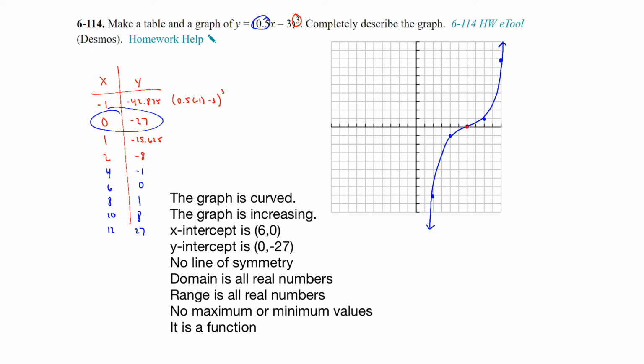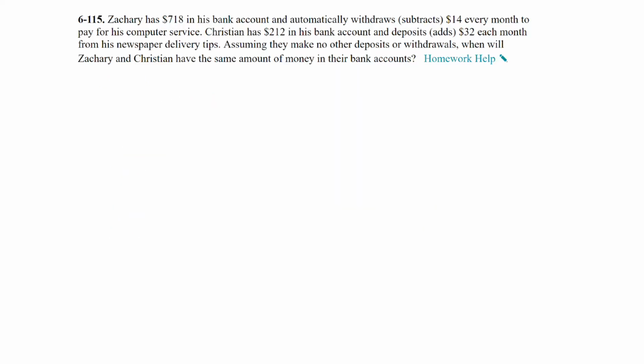There's no line of symmetry. The domain and range are both all real numbers. There's no max or min values, and it is a function. So that was kind of the list that I created to completely describe the graph. And you should have something pretty similar with each of those. And the last question, 115.